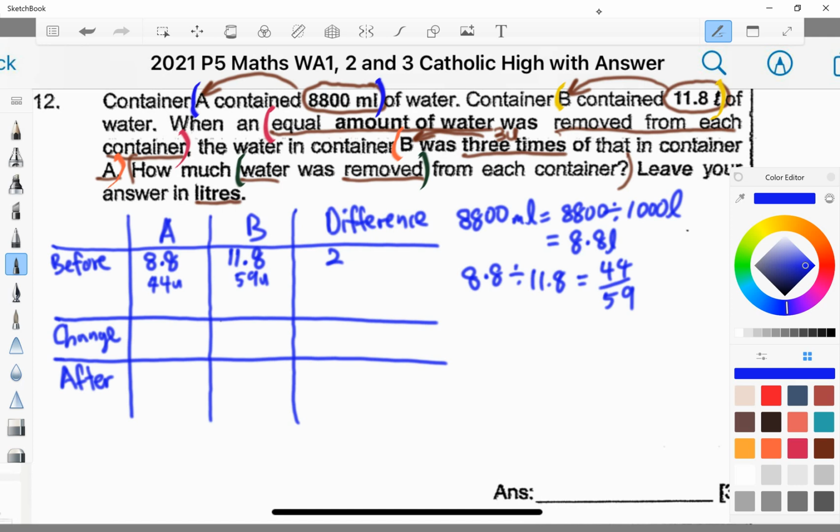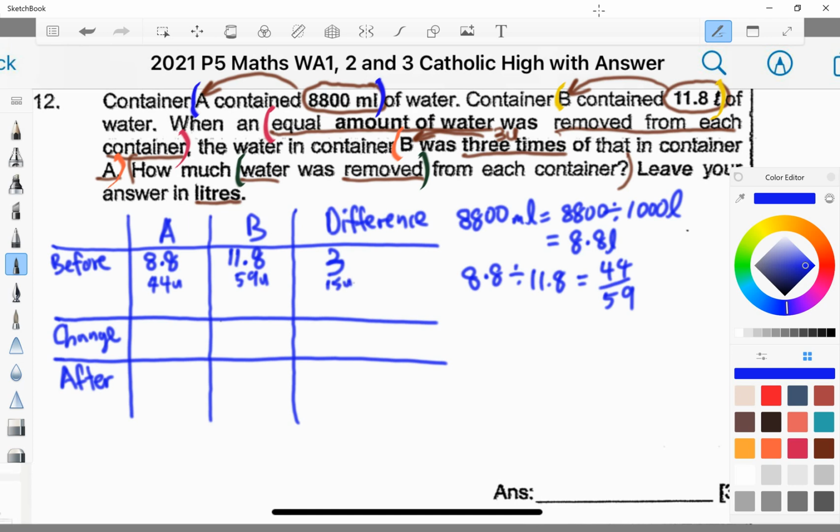Oh, I've made a small mistake for my difference. So 11.8 take away 8.8 is not 2. It's actually 3. Okay, so the checking is very important. We need to check our work when we finish solving to uncover any mistakes that we have made. So going by that method, 44 units for A, 59 units for B, there's a difference of 15 units.